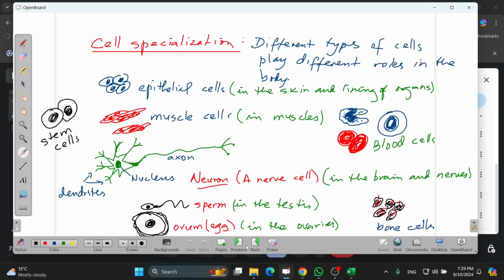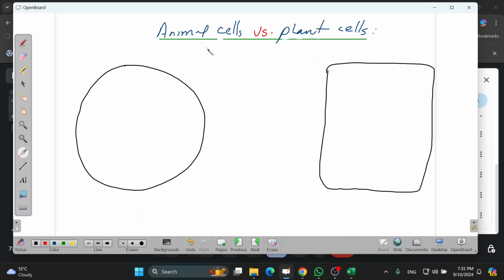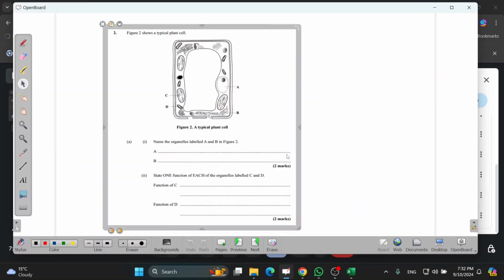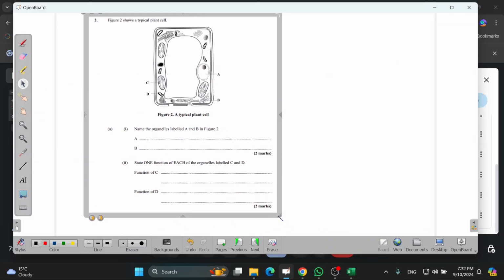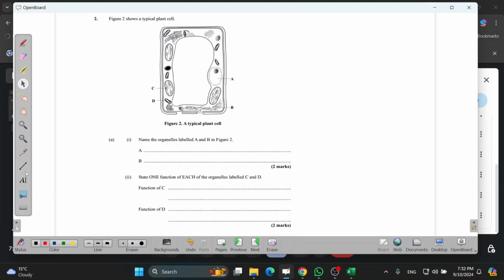What comes next in the syllabus is, guys, animal cells versus plant cells. What do animal cells and plant cells have in common and what do they differ in? This is what we need to look at. This topic comes in the exams. Let me just give you a preview before we move on. You see, this is a past paper question on this part of this topic.